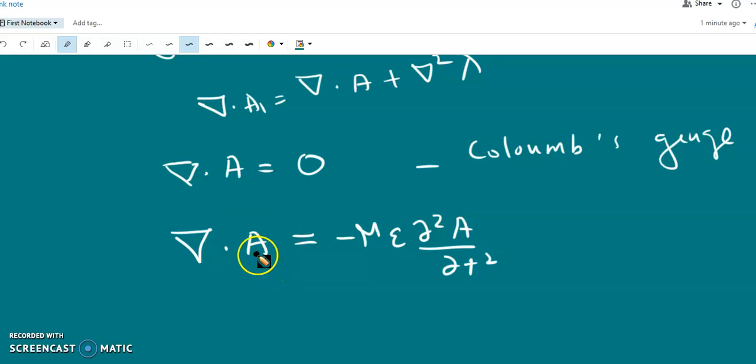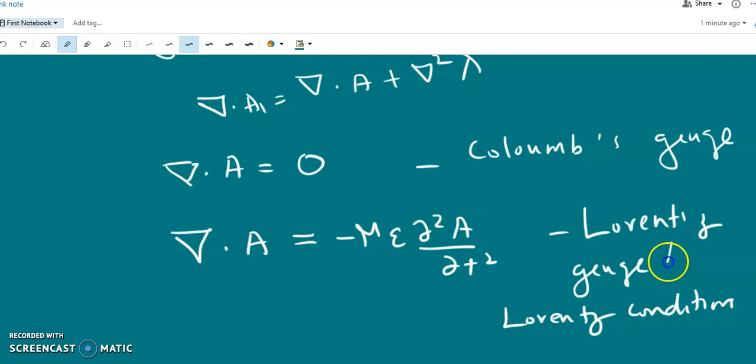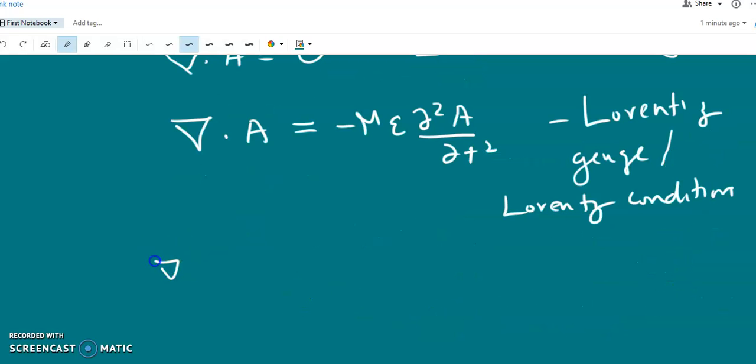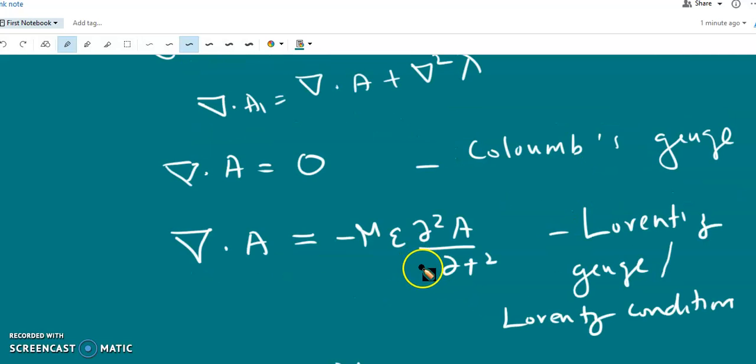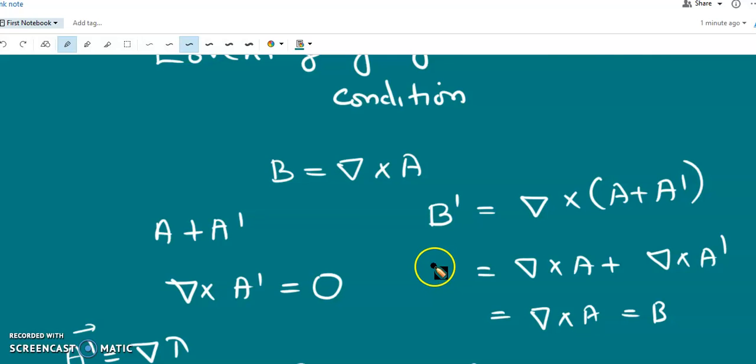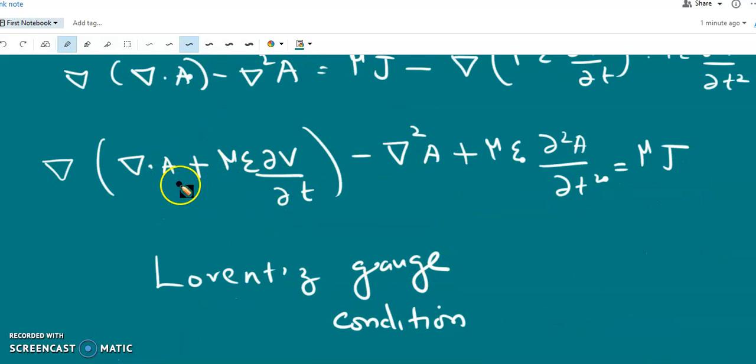If we choose del dot A as minus mu epsilon dou square A by dou T square, it is called Lorentz gauge or Lorentz condition. So in Lorentz gauge, del dot A plus mu epsilon dou square A by dou T square is equal to 0. So applying this Lorentz gauge in our equation, we will get this quantity 0.